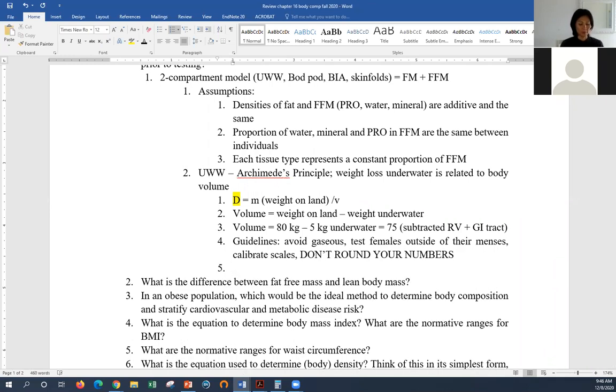Also, make sure to understand the relationship of weight underwater and density. If you have 2 different subjects and subject A weighs heavier underwater, this means that subject A is denser. And with the increased density, you can make the assumption that they're going to have reduced body fat compared to subject B. So make sure to understand that those with the highest underwater weight, when matched for mass on land, are going to have a higher body density, which means they're going to have less body fat.